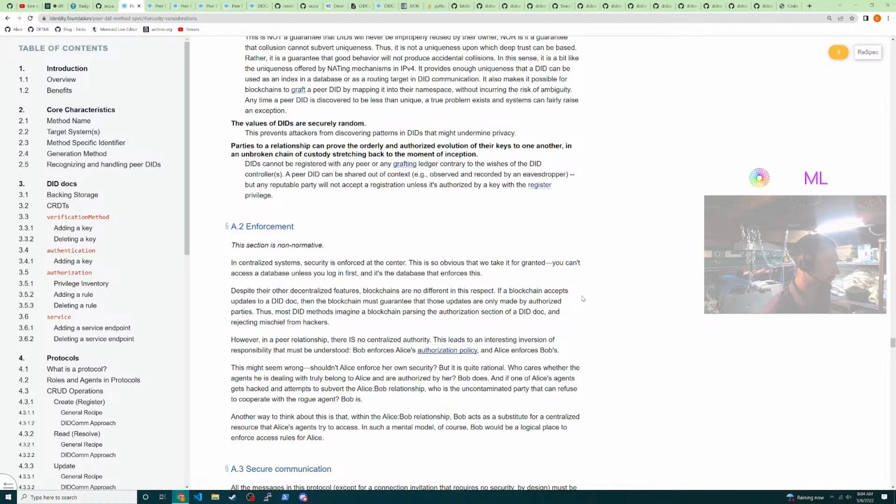Thus, most DID methods imagine a blockchain parsing the authorization. Excuse me. Okay, look, this is critical. So then the blockchain must guarantee that those updates are only made by authorized parties. Thus, most DID methods imagine a blockchain parsing the authentication section of a DID doc and rejecting mischief from hackers. So what's that? That's what we just wrote. That's what we said.